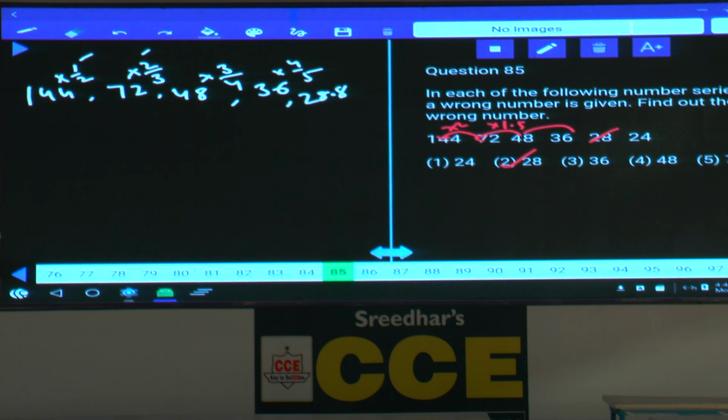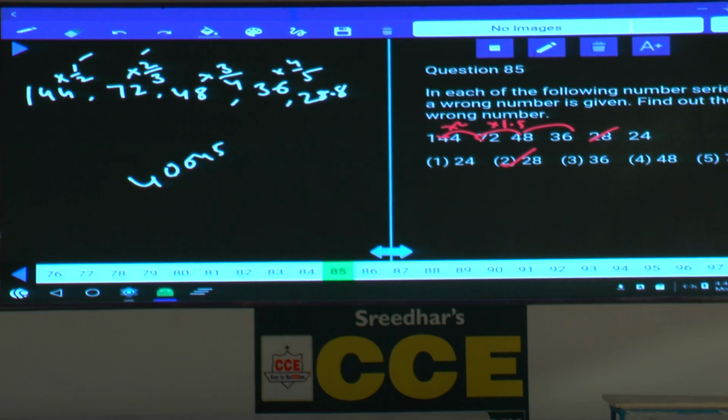Done with this? Now this is about paper number 45, 40045.